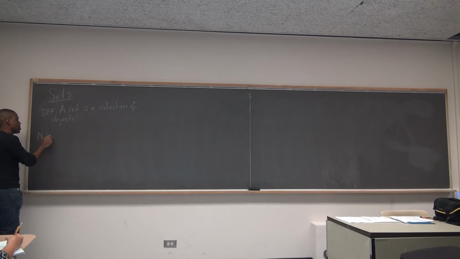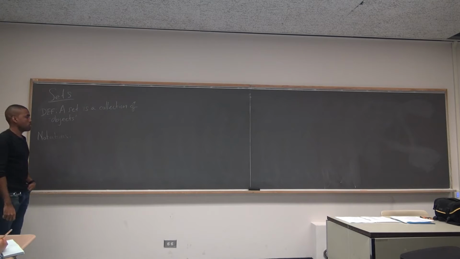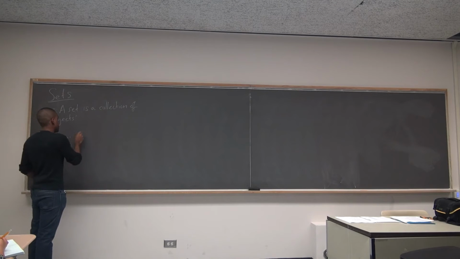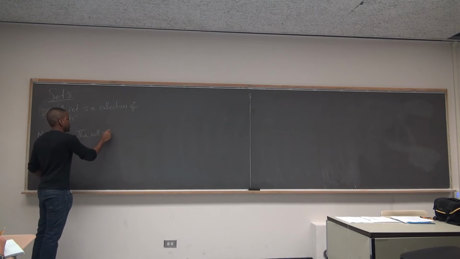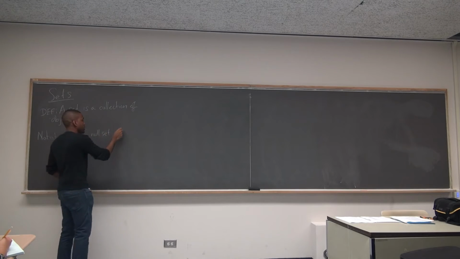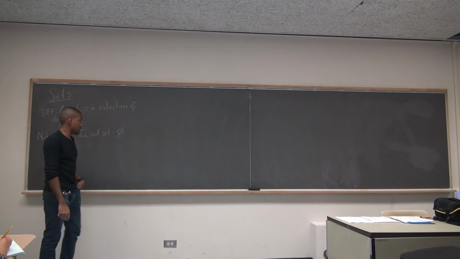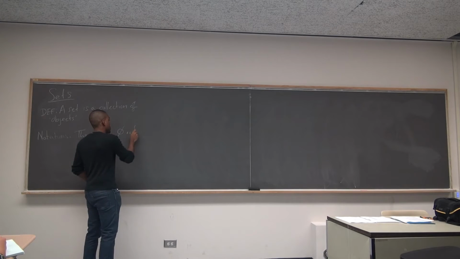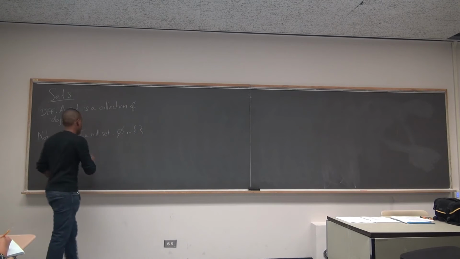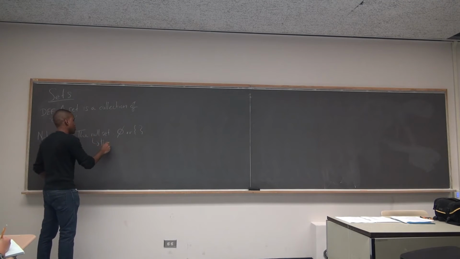Can you tell me about some notations for sets? Empty set. There's something called a null set, right? Its notation is either a circle with a slash through it or empty brackets. This is a set that has no elements.